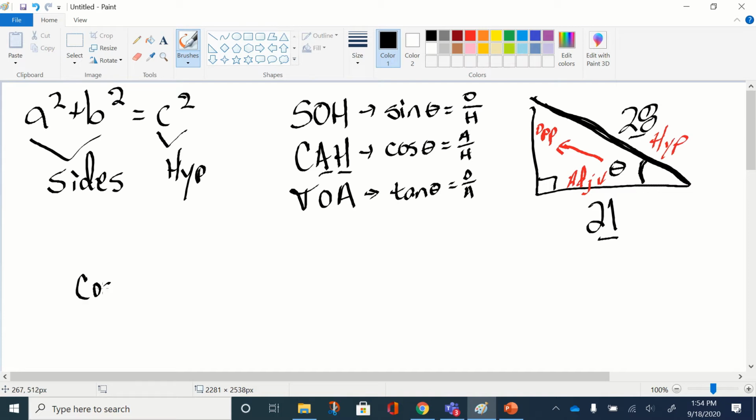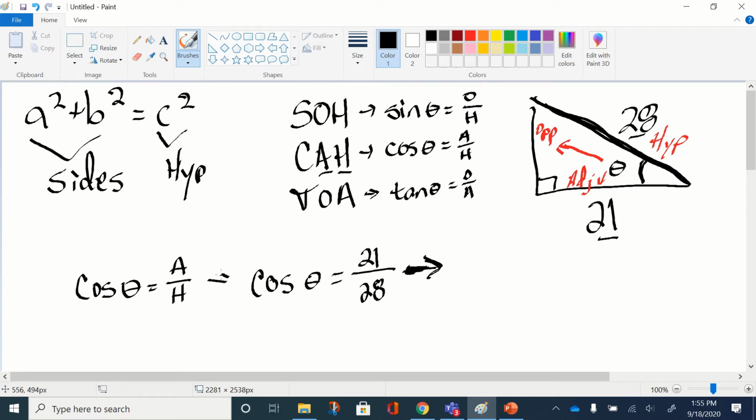So the generic equation is cosine of theta is equal to adjacent over hypotenuse. I can plug in what I know so far, and this becomes cosine of theta, because I don't know theta yet, is equal to 21 over 28. You could solve this if you really wanted to with 21 over 28. Hit enter in that calculator, and you should be able to get a nice, neat 0.75. But let me rewrite that.